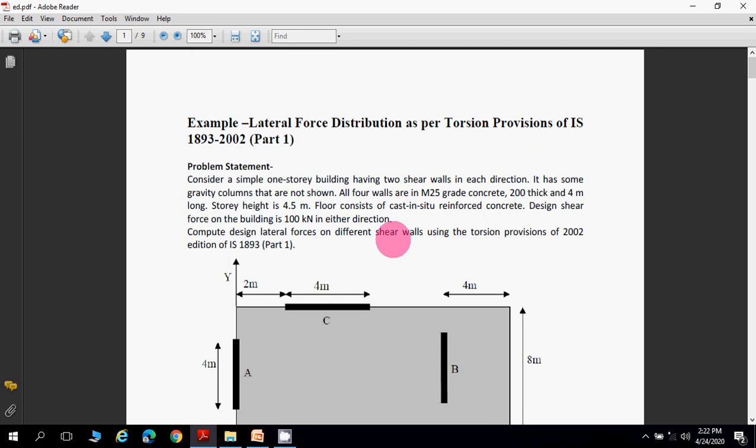The RC concrete floor is considered and the shear walls are designed for a design shear force on the building of 100 kN in each direction. In the x direction 100 kN and in the y direction 100 kN. So the problem is to compute the design lateral force on different shear walls using the torsional provision of IS 1893 2002 Part 1.